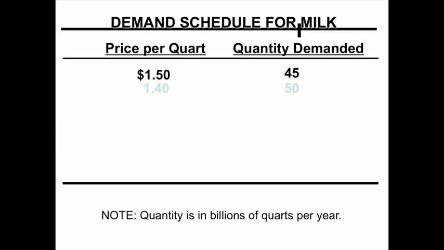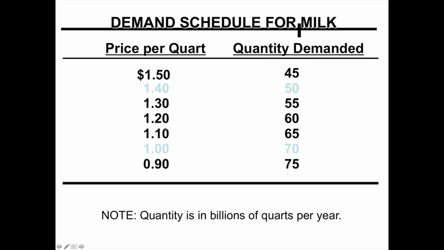So let me give you an example of a schedule. This is a schedule for the demand for milk. On the left column, we have the price per quart. On the right column, we have the quantity demanded. So at $1.50, 45 billion quarts of milk will be demanded. And you can see that as the price per quart falls, the quantity demanded increases. So at a price of 90 cents, 75 billion quarts of milk will be demanded per year.